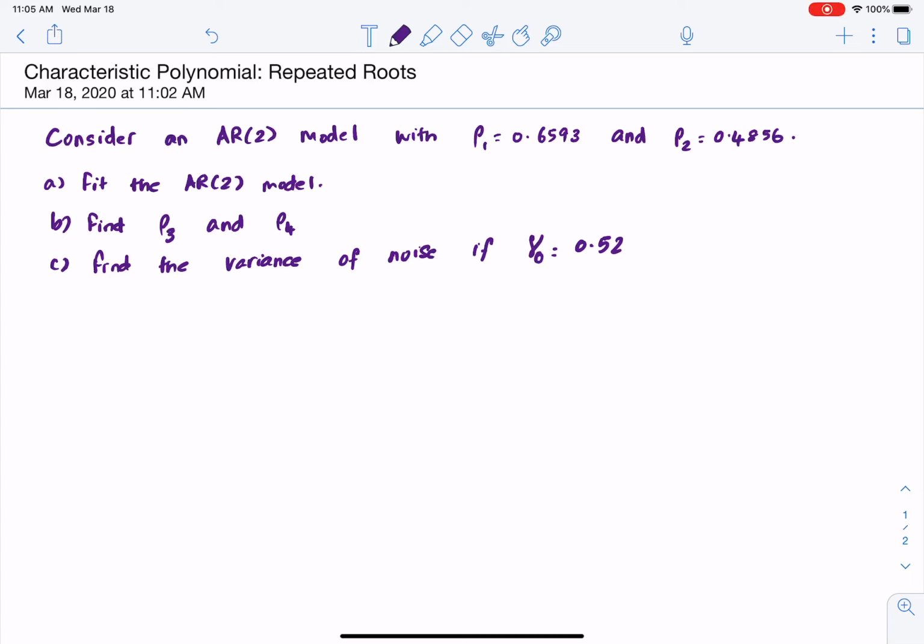So this video is on characteristic polynomial with repeated roots. Consider an AR(2) model with rho 1 equals 0.6593 and rho 2 equals 0.4856. Our objective is to fit the AR(2) model, find rho 3 and rho 4, and find the variance of noise if gamma naught is 0.52.